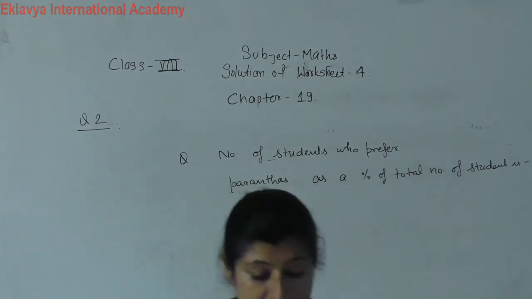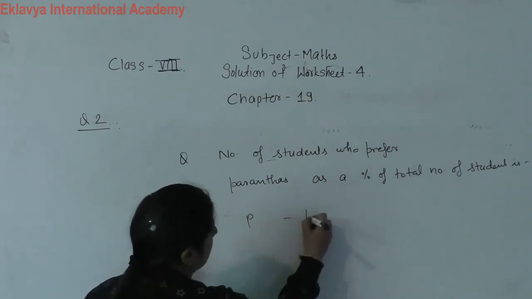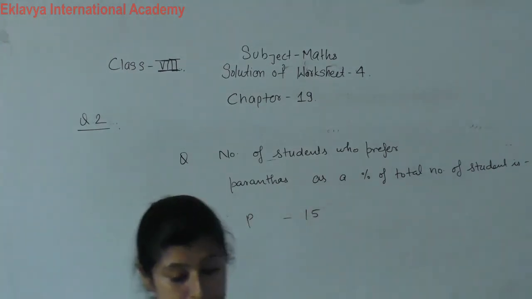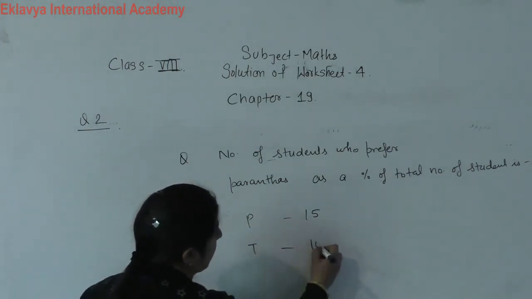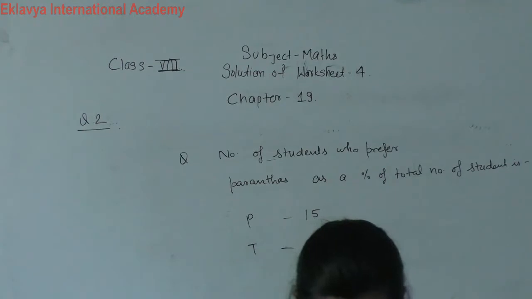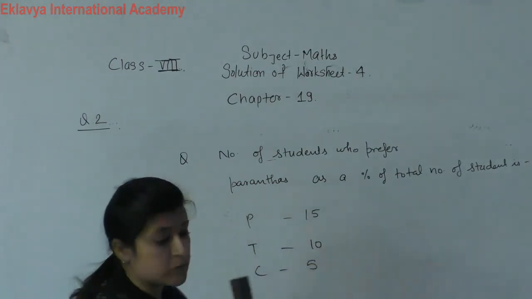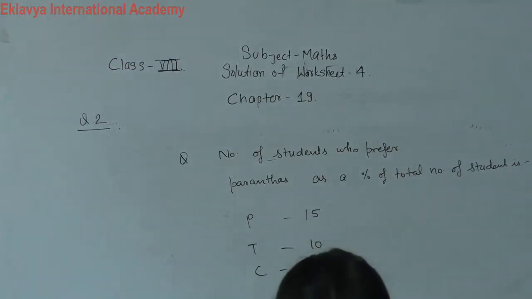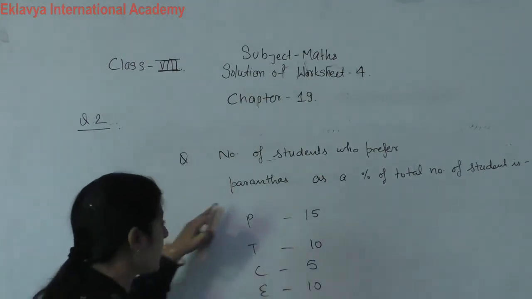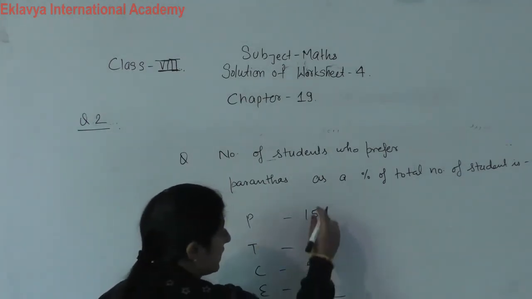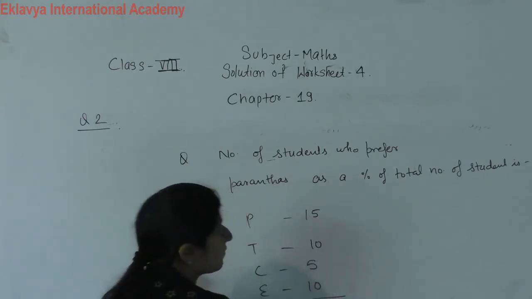See in your bar graph, you can see that parathas are 15 students, toast 10 students, cereal 5 students, and eggs again 10 students. Then total number of students becomes 15 plus 10 is 25, plus 5 is 30, plus 10 is 40. Total number of students becomes 40.